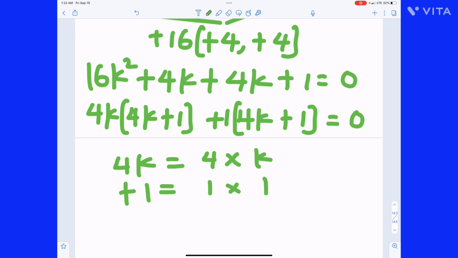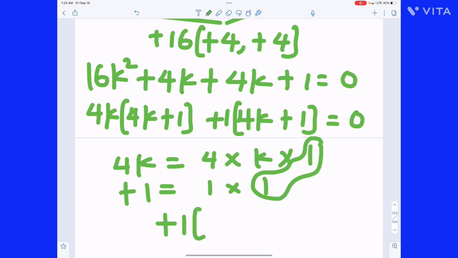Let me do it again. 4k here is the same thing as 4 times k times 1. Then the plus 1 on the second term is what? 1 times 1 also. So I can pick my factors as 1, and that one is positive. I'll be left with 4k in the first term and 1 in the second term.